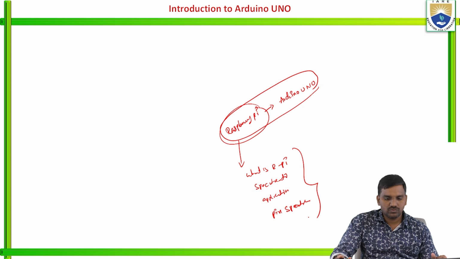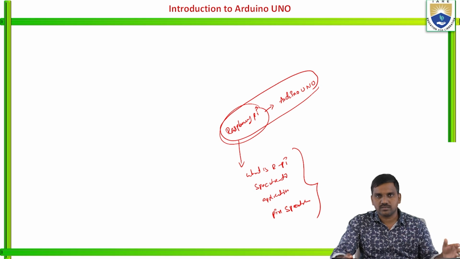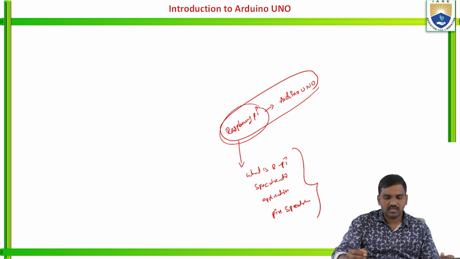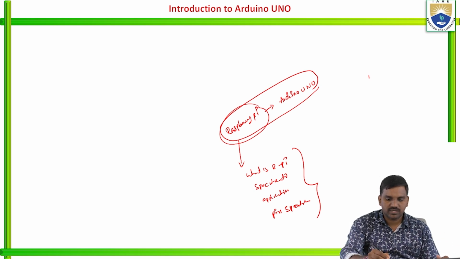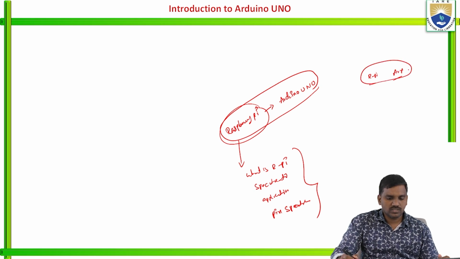Now I'm going to discuss Arduino Uno. What is Arduino Uno? What are the main specifications, features, and applications, along with the pin descriptions of Arduino Uno, the real diagram, and finally the differences between Raspberry Pi and Arduino Uno. These are the topics I'm going to discuss right now.